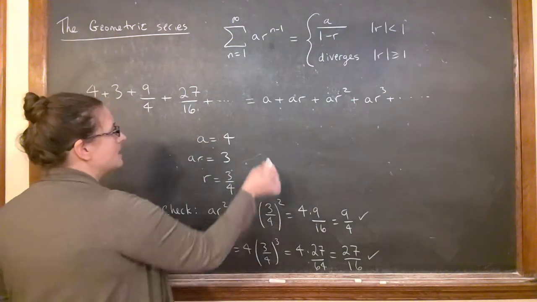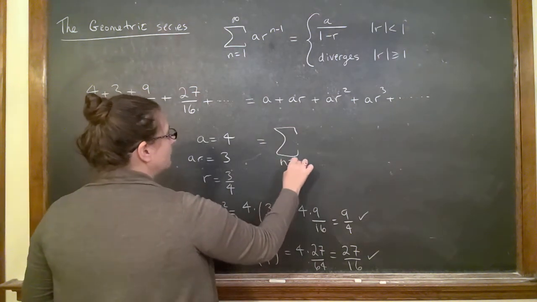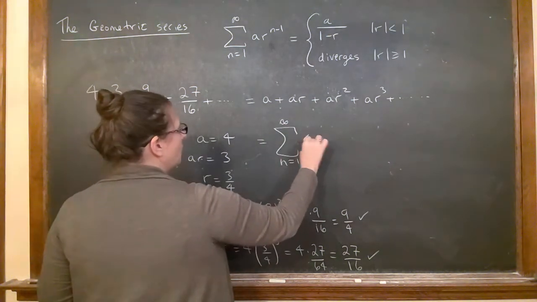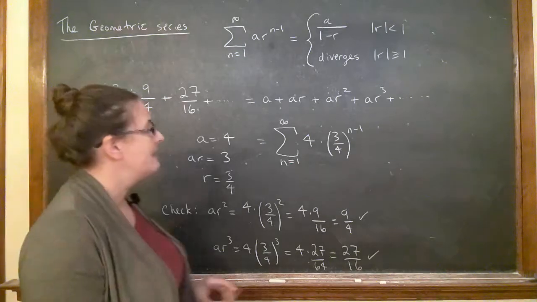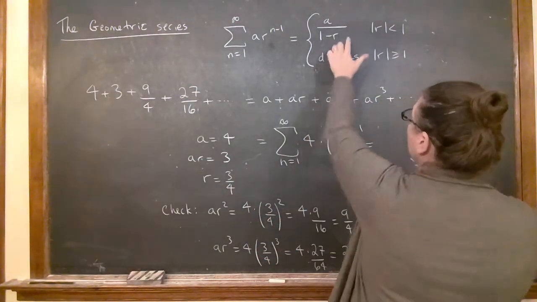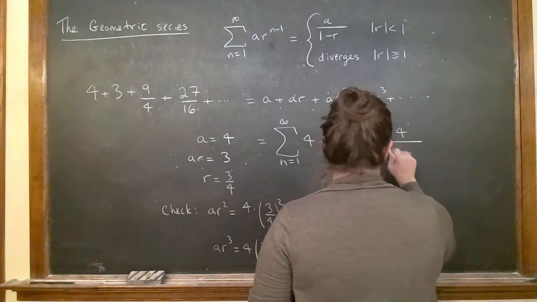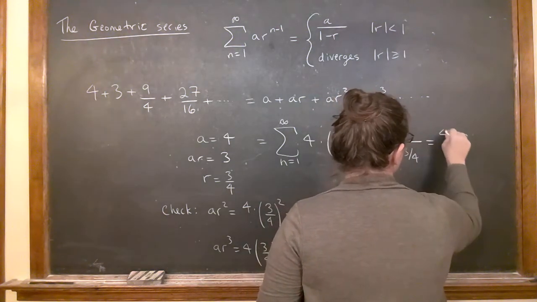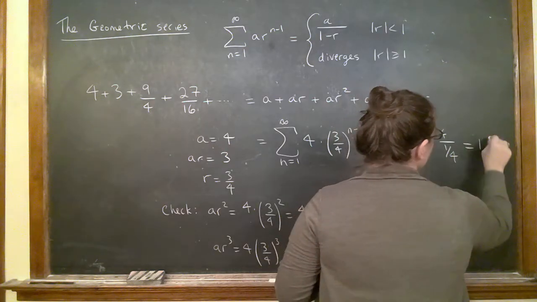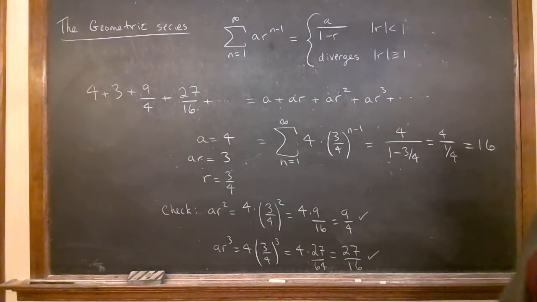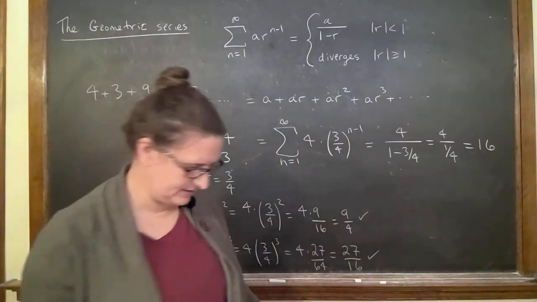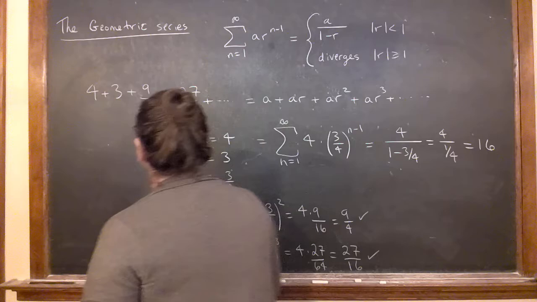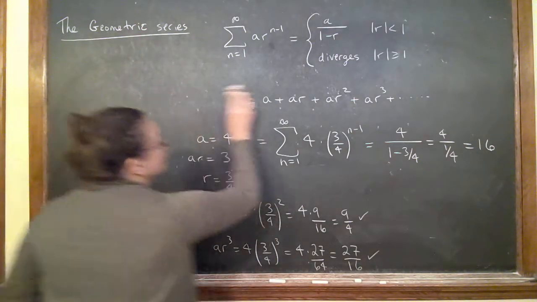So I can go ahead and write this formula like 4 times 3/4 to the n minus 1. And then because 3/4 is less than 1, I'm just going to put it in over here. I got 4 over 1 minus 3/4. So 4 over 1/4. And this whole thing ends up being 16. So it's kind of cute. Okay, I have one more, which is a little bit tricky. So I want to make sure that I do that one.